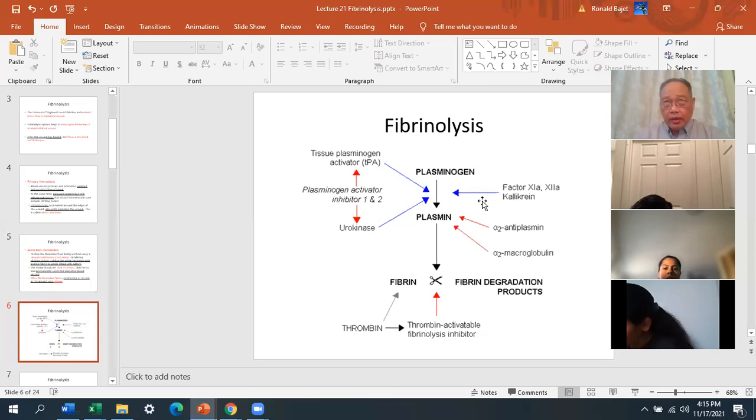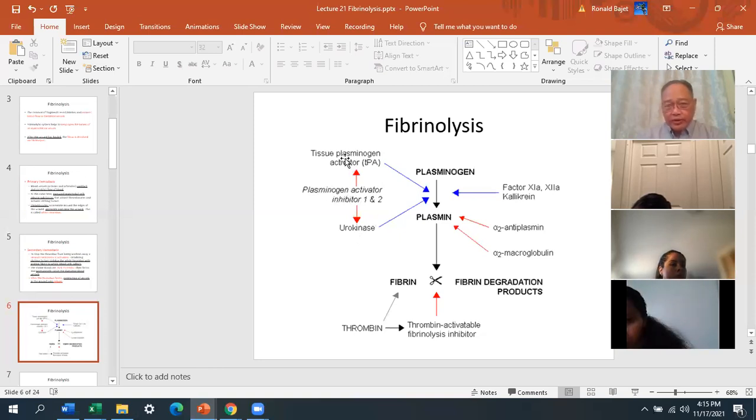Now, we don't want fibrinolysis to take place forever. Just like the coagulation cascade, you don't want to form clots forever. It has to be in control. So here we have tissue plasminogen activator. And so here, this inhibitor is called Plasminogen Activator Inhibitor 1 and 2. So this inhibitor, Plasminogen Activator Inhibitor, will act on the plasminogen activator. It'll inhibit it. And it'll also inhibit urokinase, streptokinase.